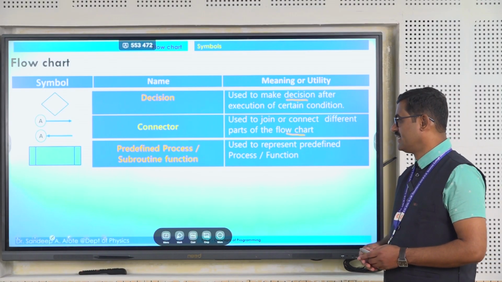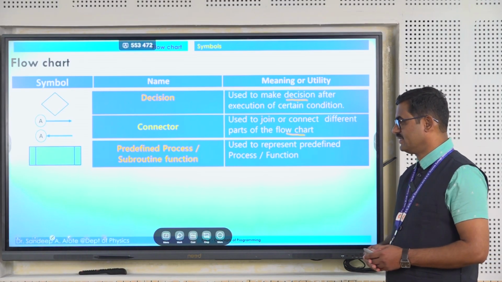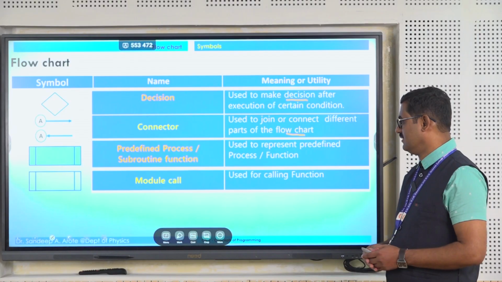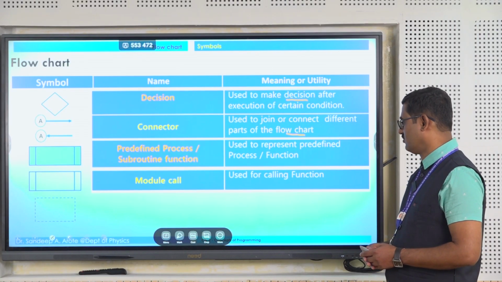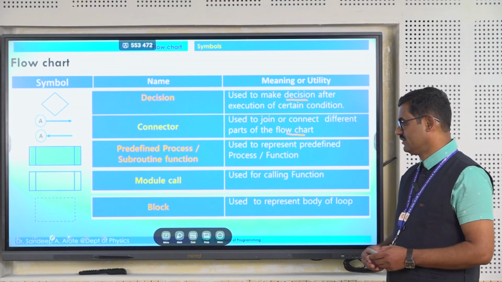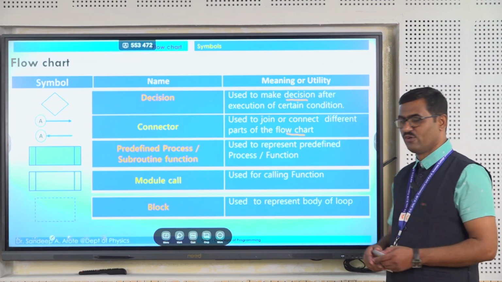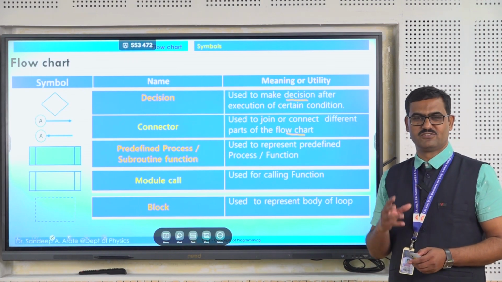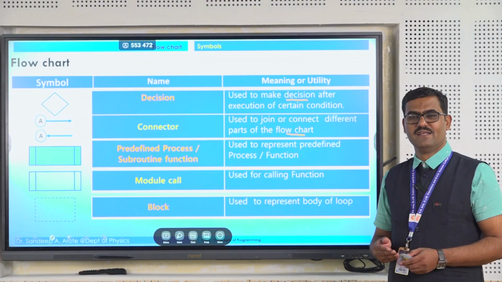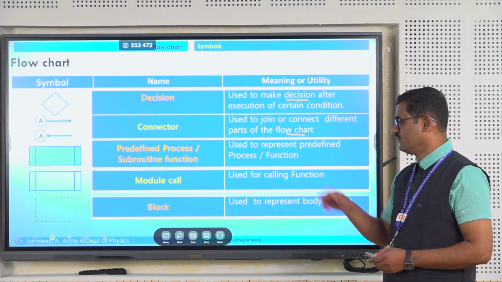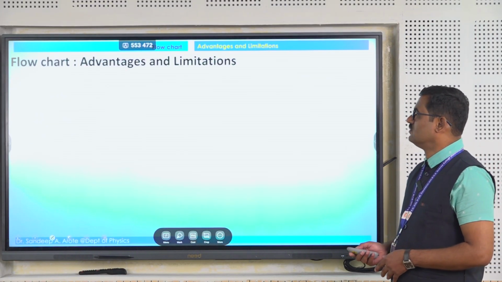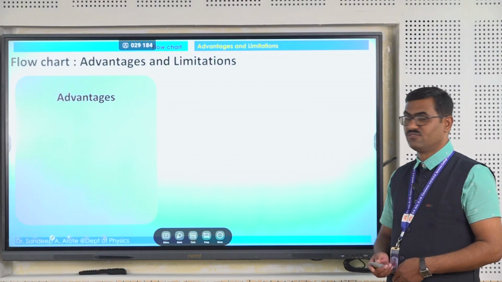Then this is known as predefined process. It is used to represent function. Then module call, it is used for calling a function. And then dotted block, this is used to represent body of a loop. So if certain number of statements are repeated again and again, then that you can represent with the help of this block. There are some advantages and limitations of flowchart.